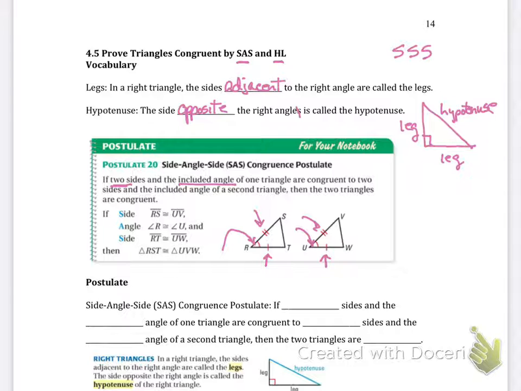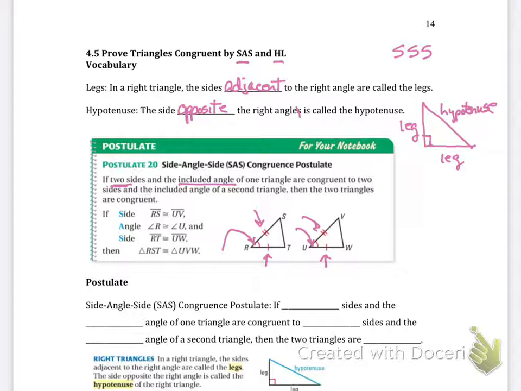So what they're saying is, if you have RS equals UV, those are the sides, the included angle is between those two sides that are going to be mentioned. So that's angle R and angle U, and then the other side is RT and UW. So think of it as the angle sandwiched between two sides. So the angle is the jelly and the sides are the bread.